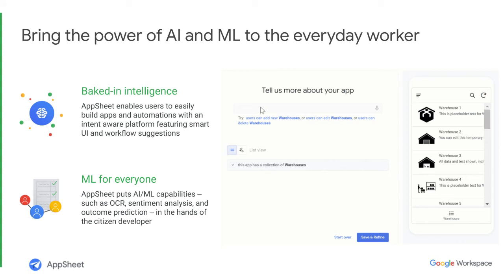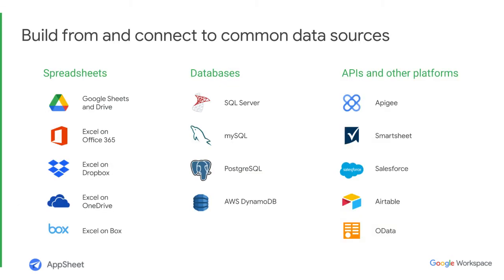AppSheet leverages Google's best-in-class machine learning capabilities. Machine learning is baked in to make more intelligent applications. For example, automatically suggesting UI updates based on the full range of application UIs that have already been built. These machine learning capabilities are put into the hands of the citizen developers, allowing them to leverage things like sentiment analysis, predictive analytics, and OCR. AppSheet doesn't host your data, but rather it connects to the data sources that you're already using. We've mentioned Google Sheets, which is a great way to get started, but this is not the only data source you can connect to. Connect with your cloud or on-premise SQL servers, API and OData, as well as integrate with Microsoft tools such as Excel or Office 365.